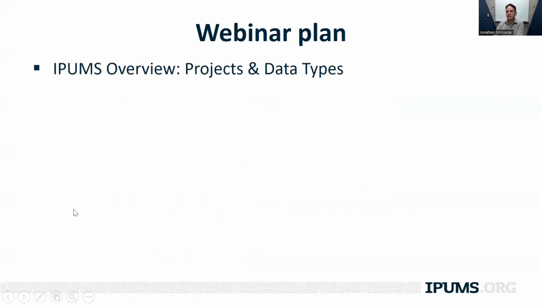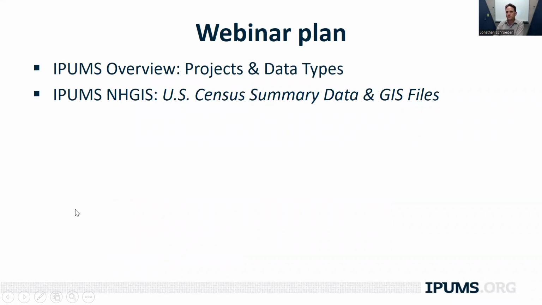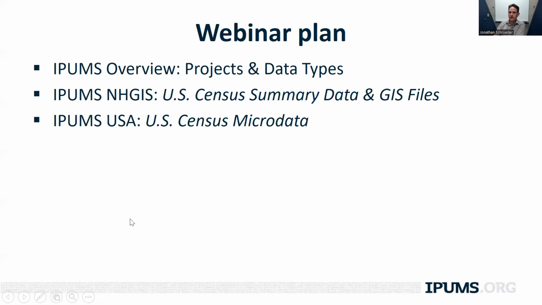So today I'm going to start with a big overview of all of the things in IPUMS, but I'm going to focus mainly on two IPUMS projects, the ones that I focus the most on in my own work. As I said, I'm a geographer, and I focus on the US census data projects. And the one that I work on the most is our geographic US Census project, NHGIS, which I'll talk about the most. As time allows towards the end, I will also talk about IPUMS USA, which is our US Census microdata project.